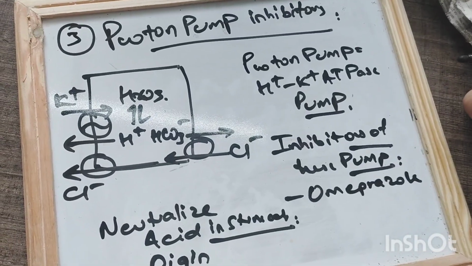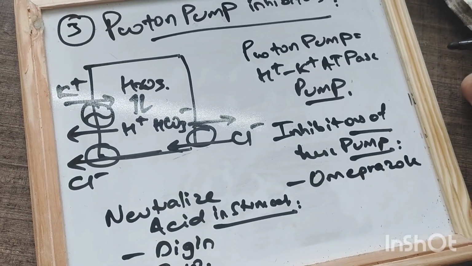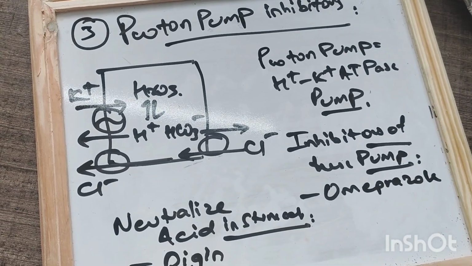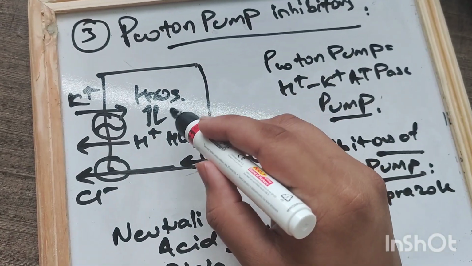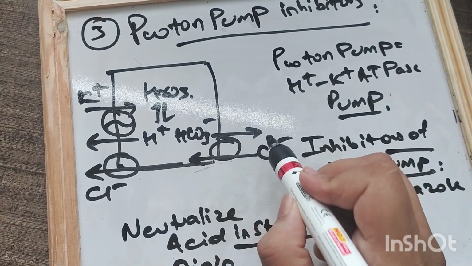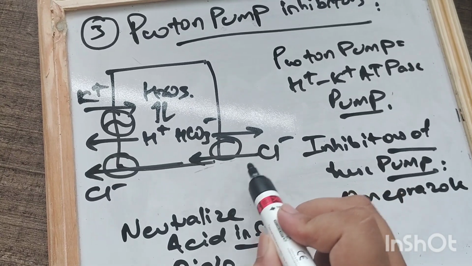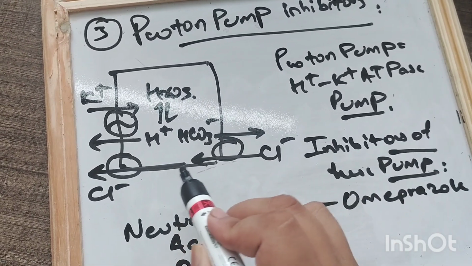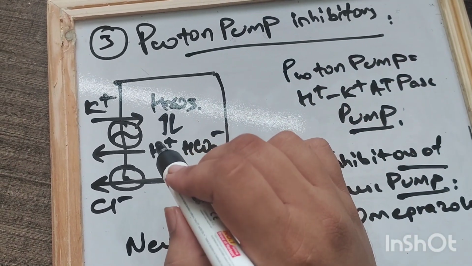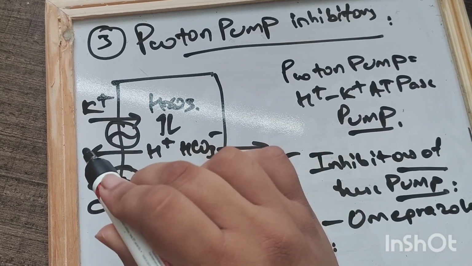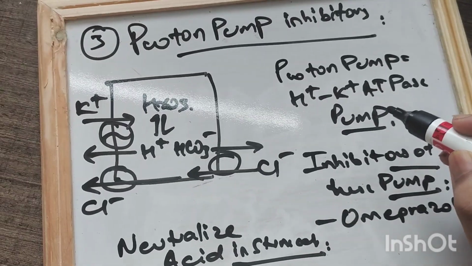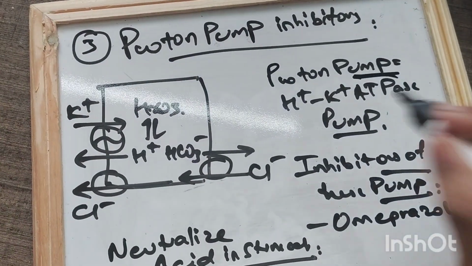Third keyword was proton pump inhibitors. Before learning proton pump inhibitors, I would like to teach you how HCl is formed inside the stomach. H2CO3 inside the cells splits to form H plus and HCO3 minus. HCO3 minus moves out of the cell, and chloride ions move inside the cell, which further move into the lumen of the stomach. This H plus is transported into the lumen actively using the H plus K plus ATPase pump. This is known as the proton pump.